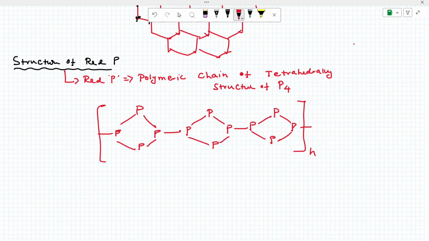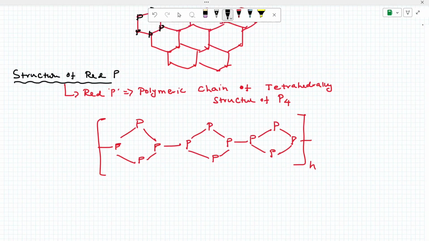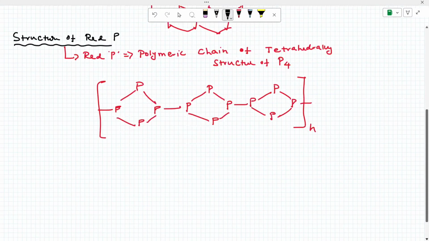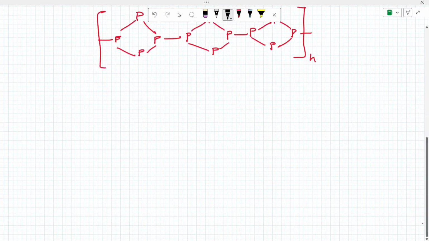All right. What is the next important point now? Which phosphorus is more reactive? Which is less reactive? Which is more stable? Please note. Very important. Please note.